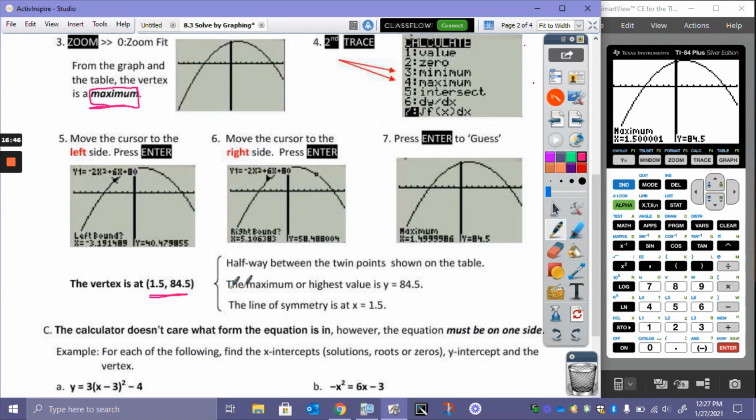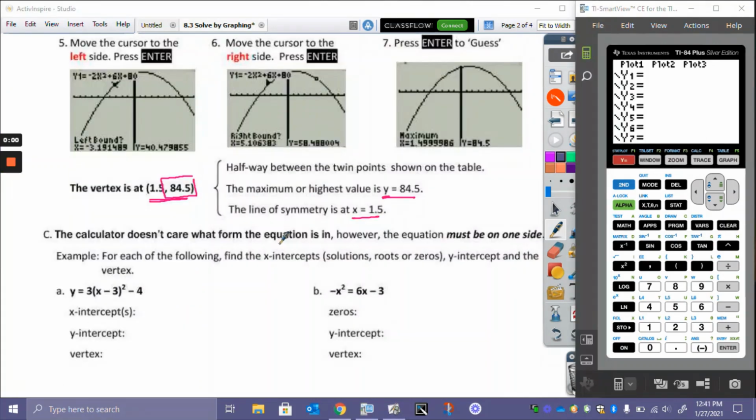Okay, remember that our maximum or minimum, but in this case we're dealing with the maximum, is the y value of our vertex, right? So y equals 84.5, just that y value. And then our line of symmetry is the x value of our vertex, which is 1.5. So x equals 1.5 for symmetry, y equals 84.5 for our maximum, and then write it as an ordered pair for the vertex.